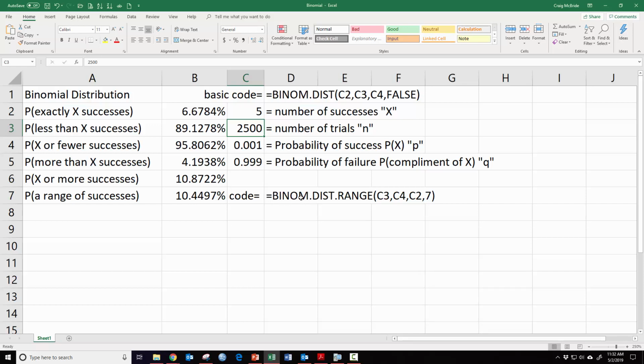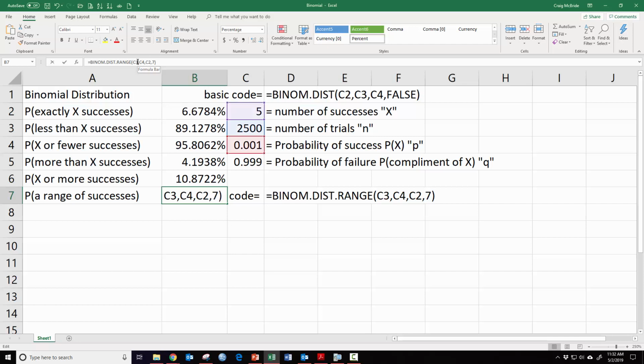If you have the binomial distribution range function, which is this one here, right? It gives you a range of numbers where the first number, C3, is your number of trials. The second number, C4, is your probability, right? And then the next number is where you start from and then where you finish. So in this case, we need to just type in, we want to go from 5 to 2,500.